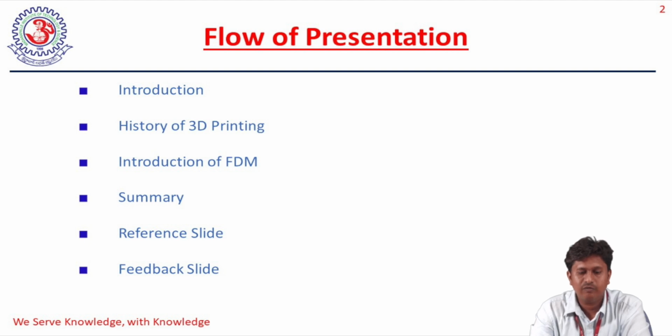First, the outline of the presentation is: introduction about manufacturing and 3D printing, history of 3D printing, introduction of FDM, that is fusion deposition modeling, and summary of the presentation, and then the credits and references of the sources.